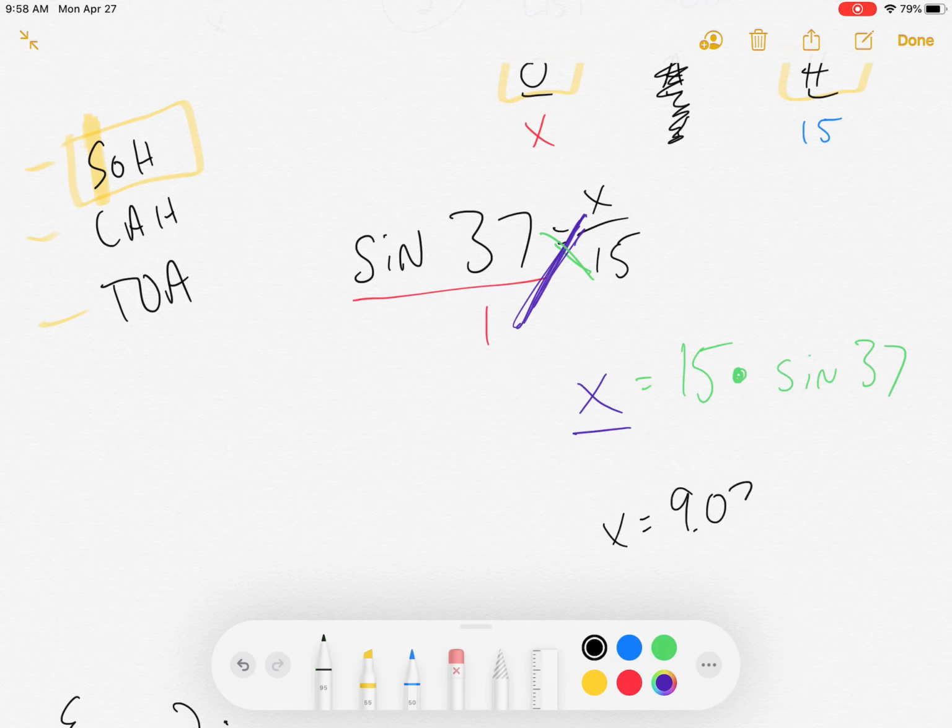x equals 9.03. Now, the reason I had you put the 15 first is technically we're supposed to close this parenthesis, but if we put the 15 first, we don't need to. So if you forget to, it's not going to cause an issue. If you type in sine of 37 times 15 and you don't close the parenthesis, you're going to get the wrong answer. Okay, so always just put that number first and you won't have to worry about it. X equals 9.03.